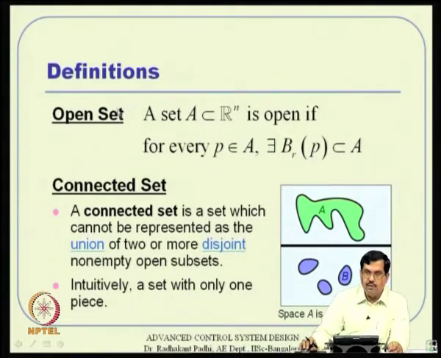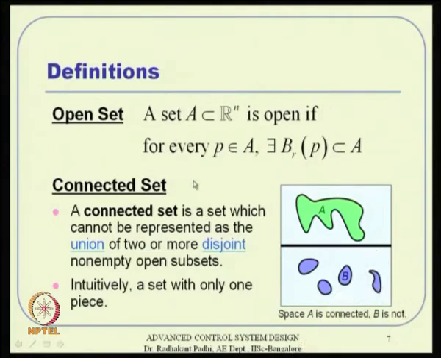When a set is closed, that means you also include the boundary points or boundary lines and things like that. Okay. So, that is what we mean by open set. And what is a connected set? A connected set is a set which cannot be represented as the union of two or more disjoint non-empty open subsets. That means, if you construct any set A, you cannot represent it as a union of a number of disjoint subsets. Intuitively it is a set with only one piece.